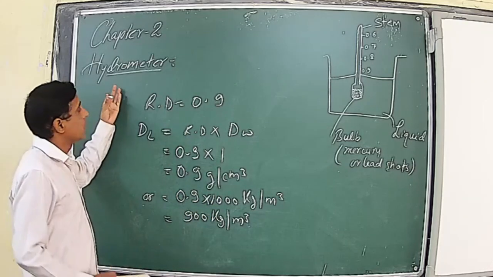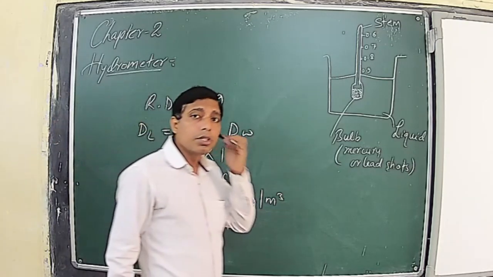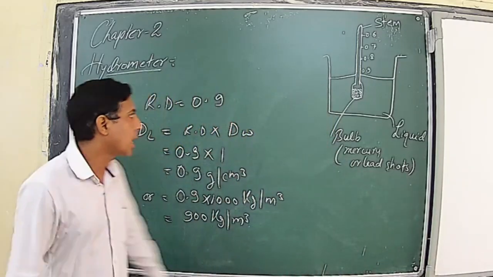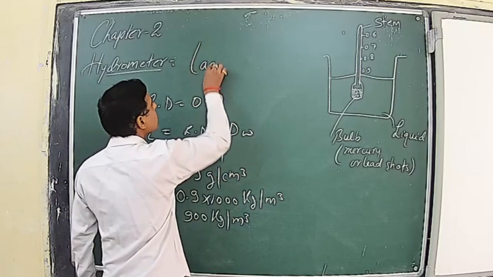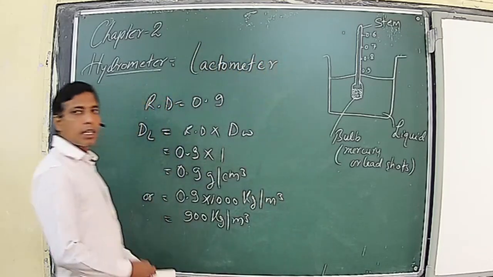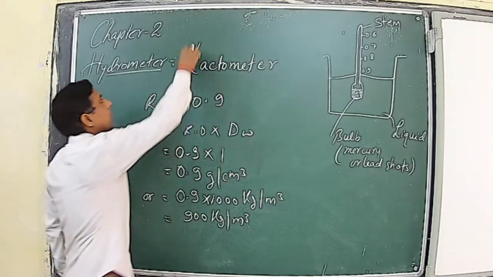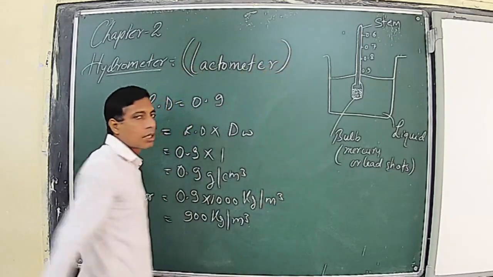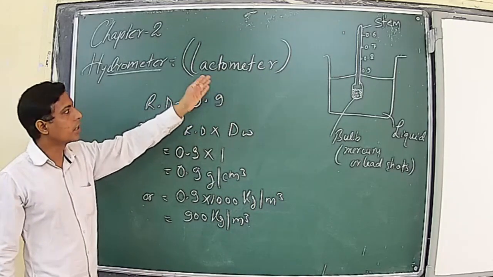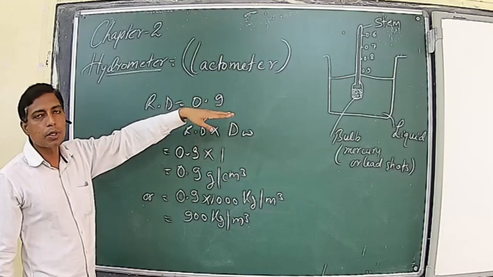Now, the specially designed hydrometer which is used to check the purity of milk is called what? Lactometer. So remember this from the fill in the blank point of view or one word answer type questions in the exam. The hydrometer which is used to check the purity of milk is called what? Lactometer. It is also the same, only it is specially designed to check the purity of milk.